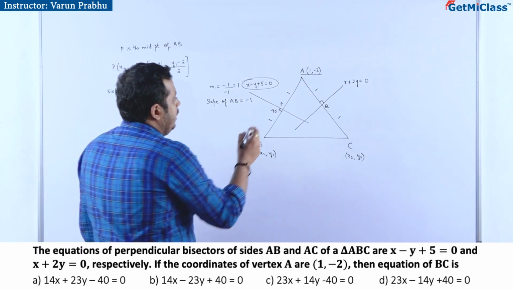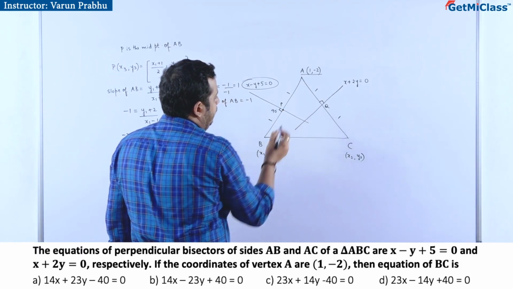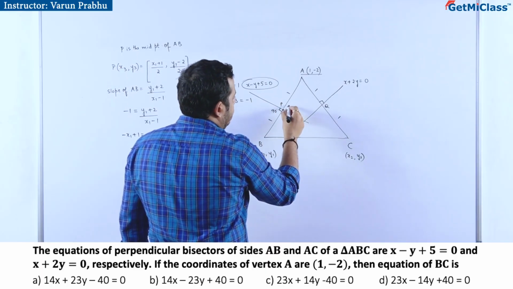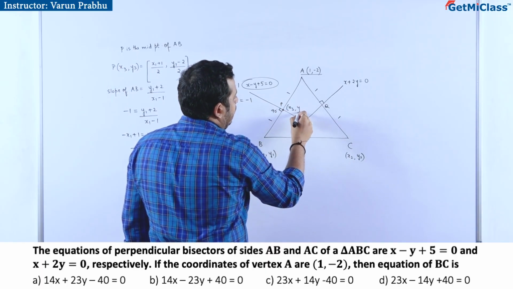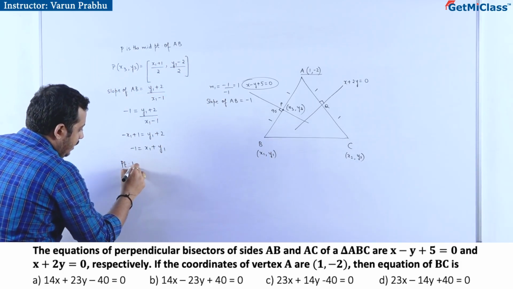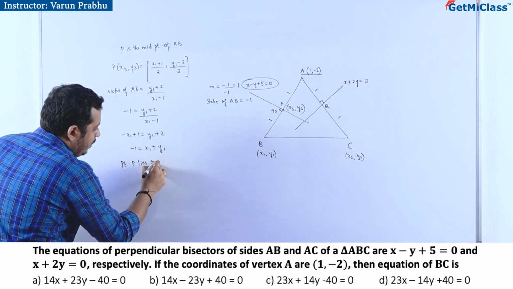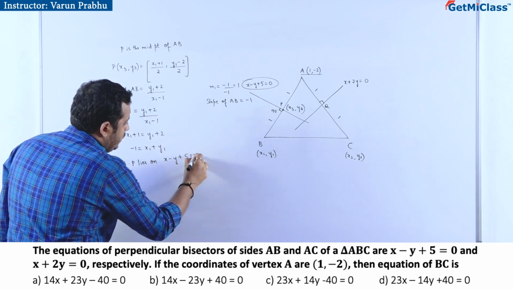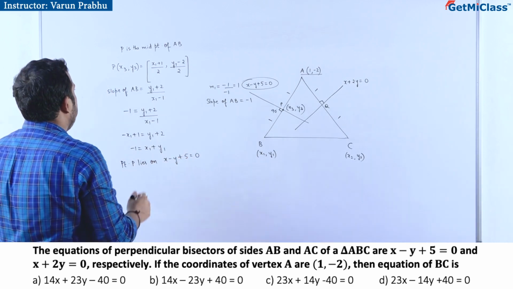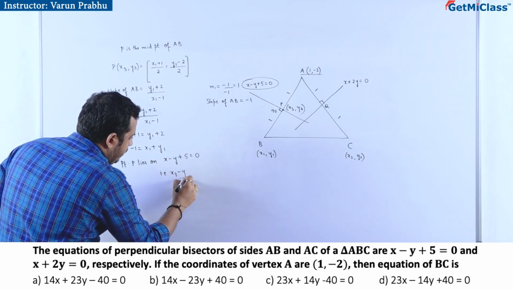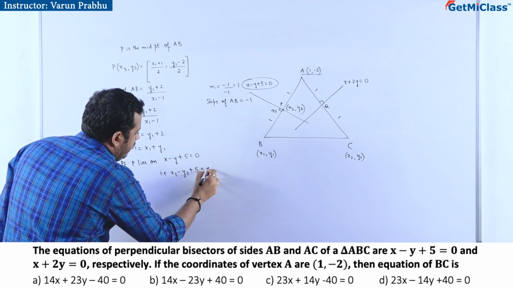Now the point P, what is this point P? Point P should satisfy this particular equation, right? Point P, that is nothing but x3, y3, lies on the line x minus y plus 5 is equal to 0, correct? So x is what here? That is x3 minus y3 plus 5, that is equal to 0.